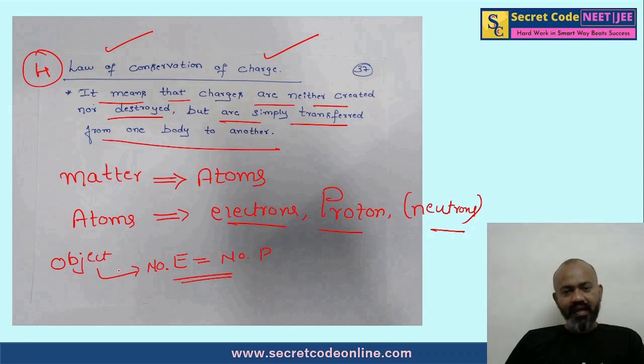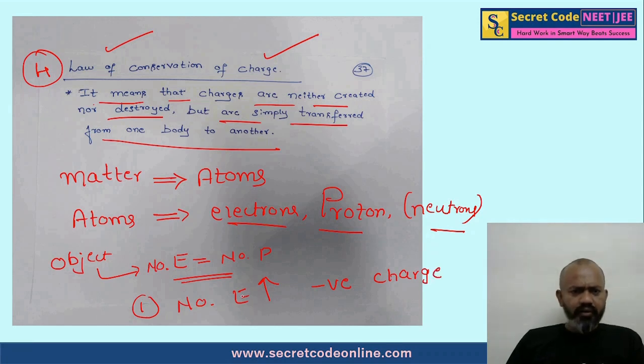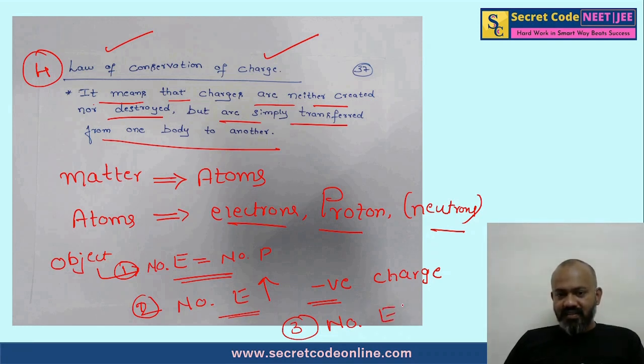What if the number of electrons is greater? If there are more electrons as compared to protons, then this object is negatively charged. This is case number 1 and this is case number 2. In case number 1, electrons and protons are the same, so there is no net electric charge. In case number 2, the number of electrons is more as compared to protons, so the body is negatively charged. And we can easily predict the third case: if the number of electrons is comparatively less than protons, then the body is positively charged. These are the things in the law of conservation of charges. Okay, that's it guys.